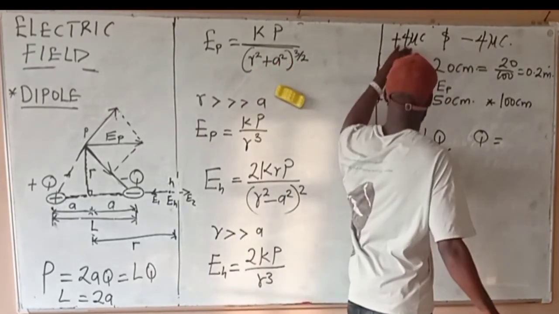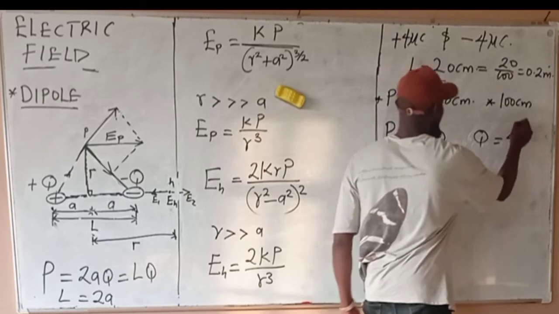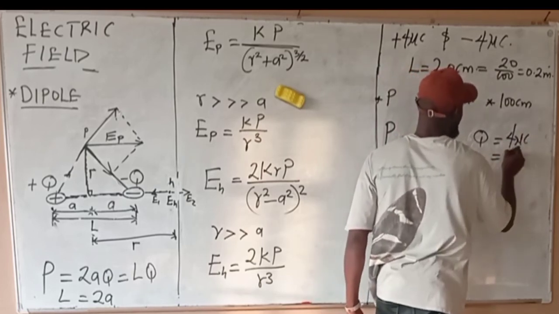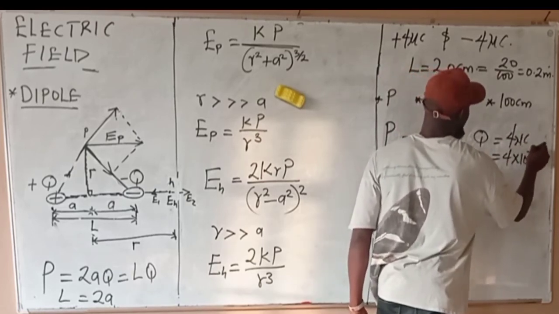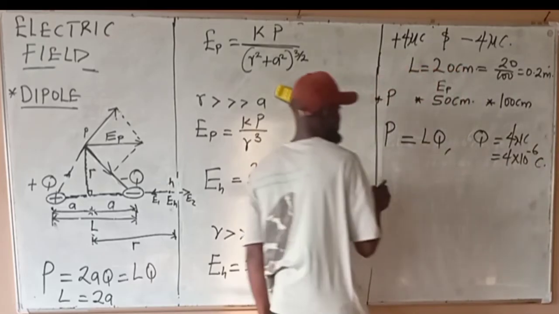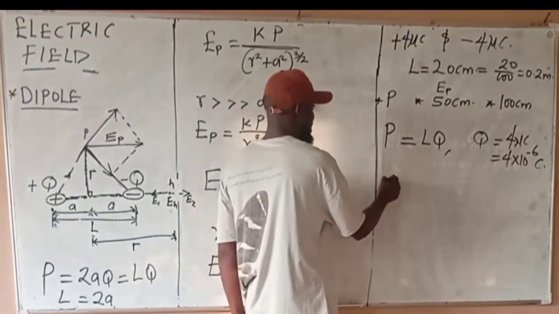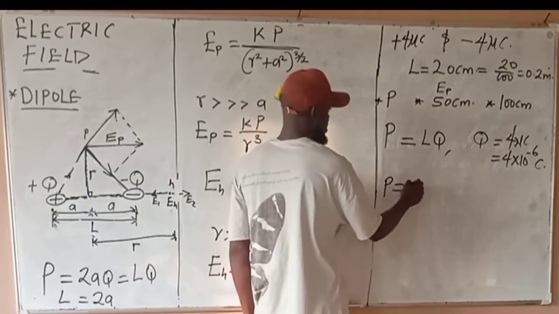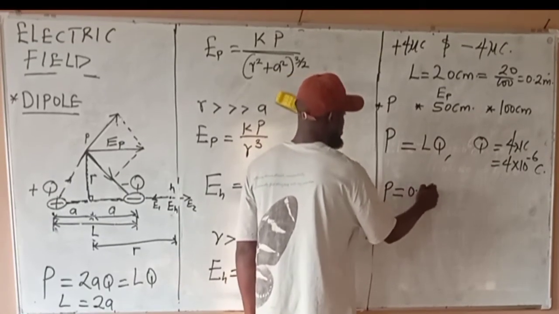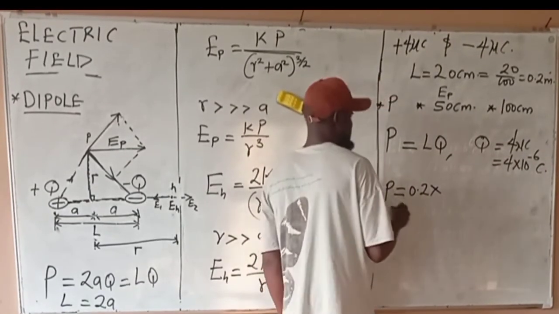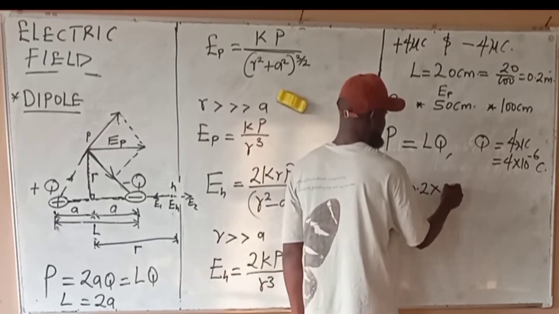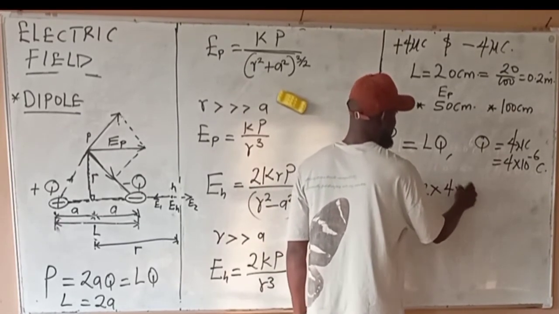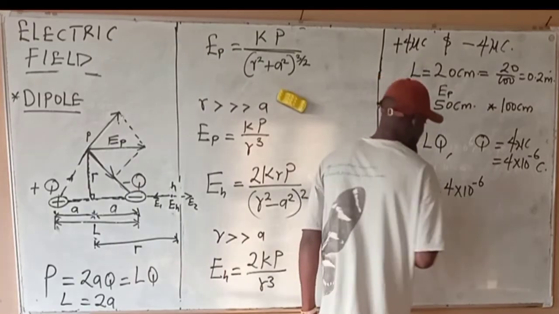That means remove this side and pick any of the values. You see 4 microcoulomb, which is 4 times 10 to the power minus 6 coulomb. So therefore, our p will be equal to 0.2 times 4 times 10 to the power minus 6. That's what we're going to have there.